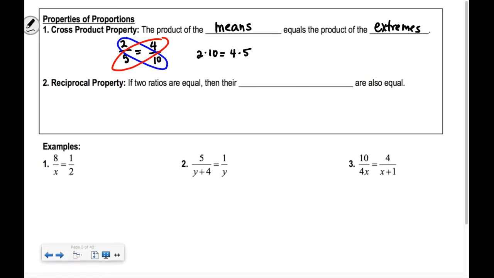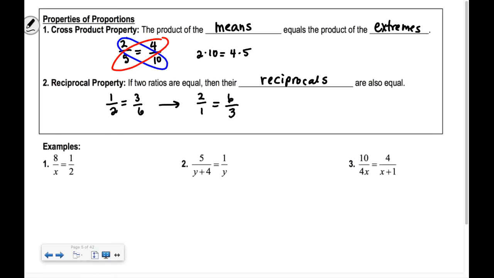And the reciprocal property. It says if two ratios are equal, then their reciprocals are also equal. So if I have 1 over 2 equals 3 over 6, like I was talking about, doesn't that also mean that 2 over 1 is the same as 6 over 3? Can't I flip them both over? And it's the same. Yeah. So 1/2 equals 3 over 6.